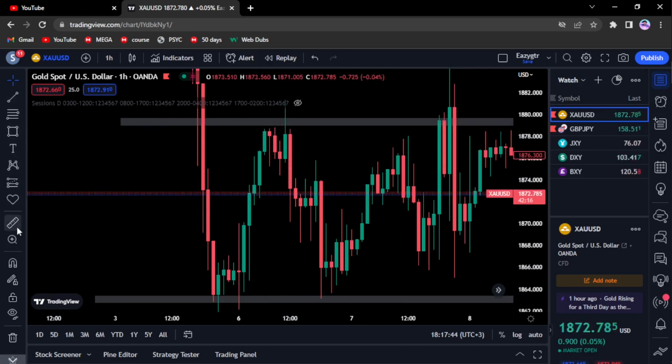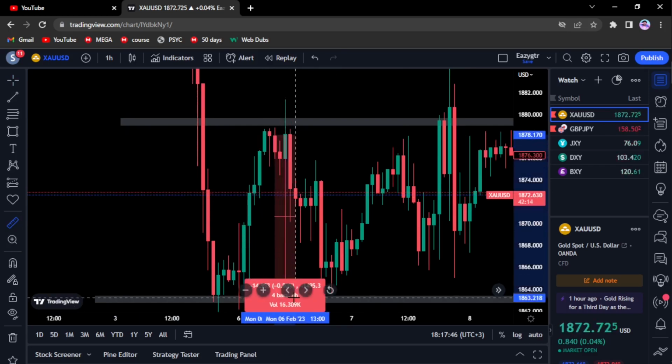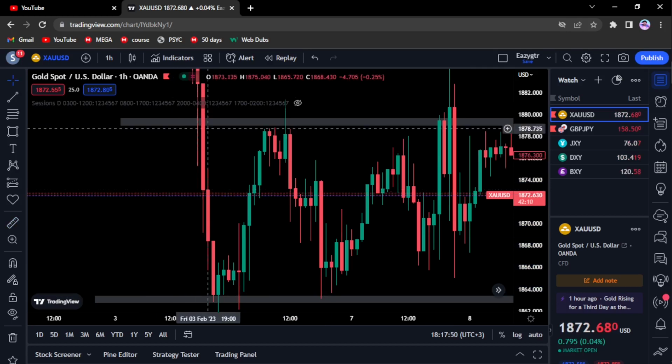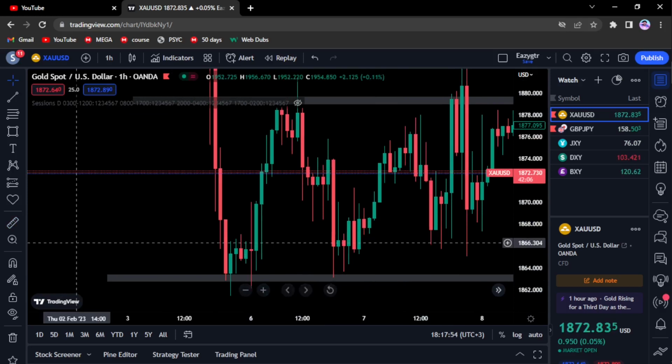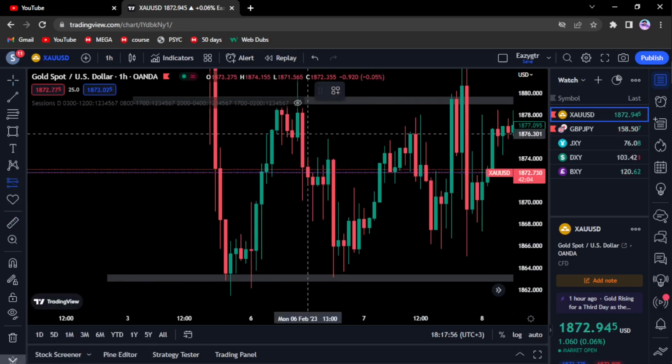From here to here, this was a 150 pip move. So that's how price moves: makes a low, pulls back, retests the low made. So here's where I executed my first sell.